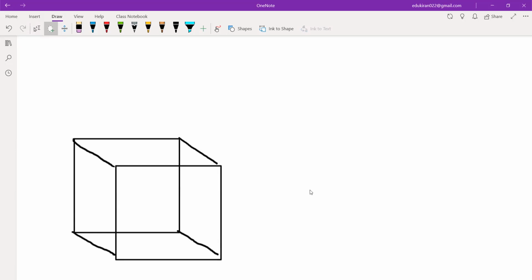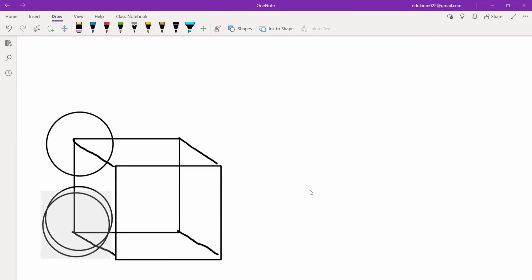So the atoms in this will be large, and they will be covering a lot of space, right? And they will be placed in the corners. So if I join the midpoints of the atoms, they will be like this. Okay, so these are big atoms, right?